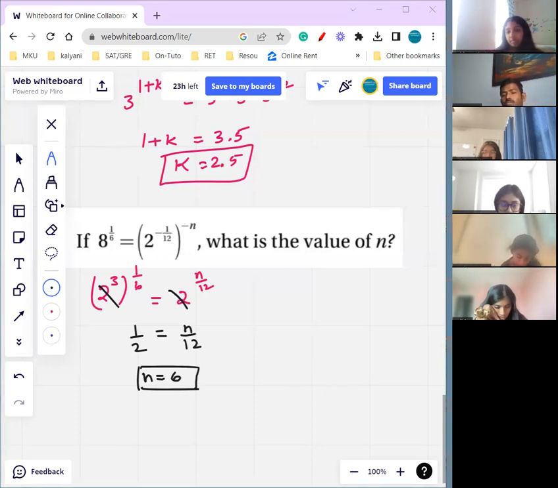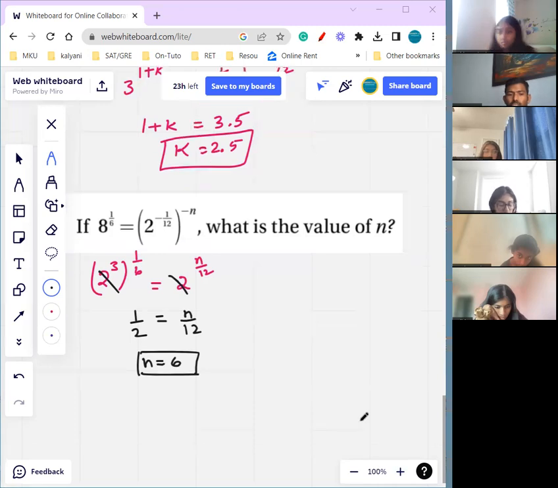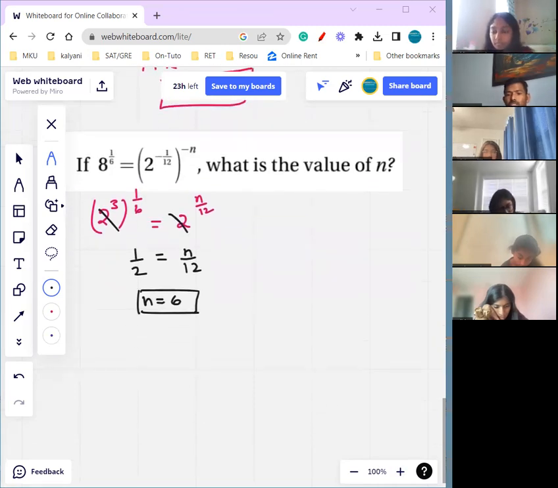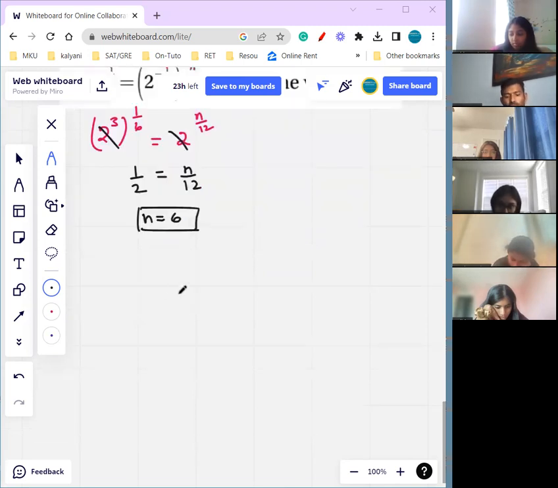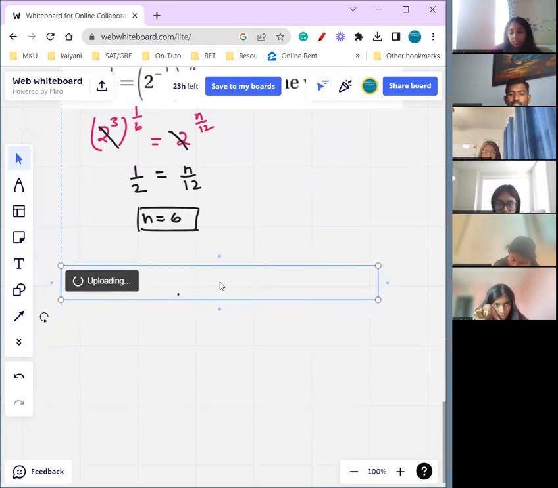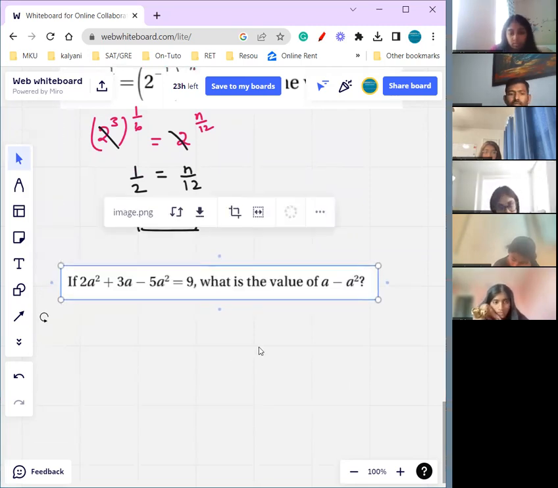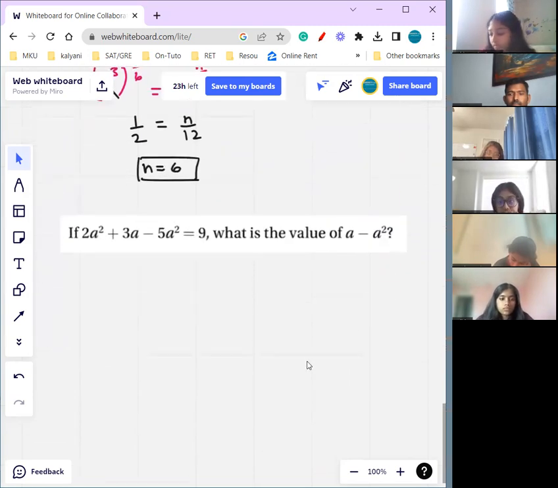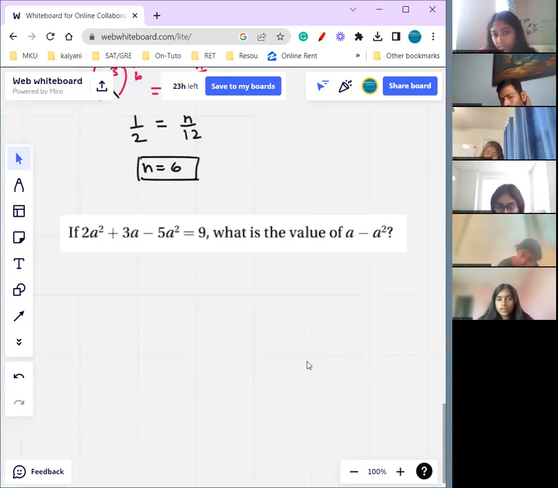All good. Next one. This is one of my favorite questions. And this question is a good question for your radical concept. Mihira, can you please read this one for us? If 2a squared plus 3a minus 5a squared equals 9, what is the value of a minus a squared?